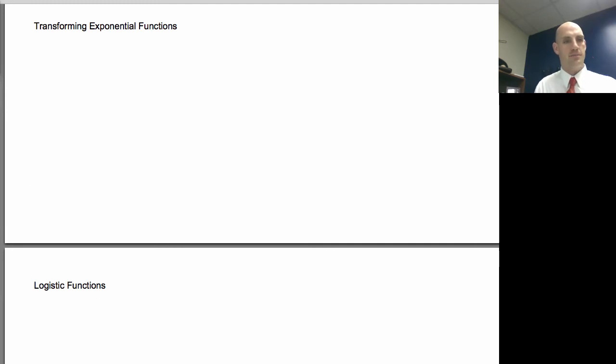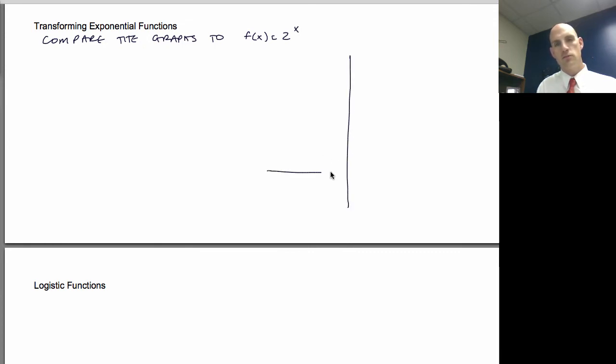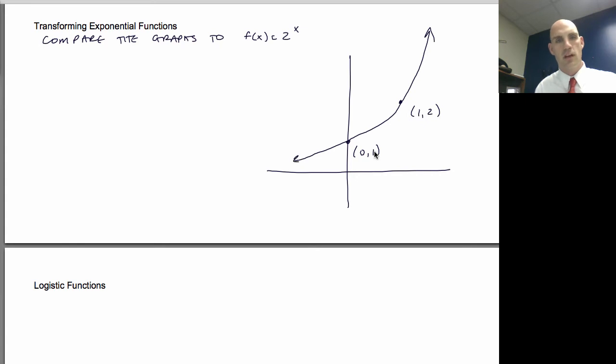So what I'm going to do is this. We're going to compare the graphs to f of x is equal to 2 to the x. So I'm going to draw a coordinate plane here. All right, and if I've got 2 to the x, it's going to go through 0, 1, and it's also going to go through 1 comma 2, because that's my 1 comma b. And I'm going to have my original function that looks like this. Okay, sort of looks like that.